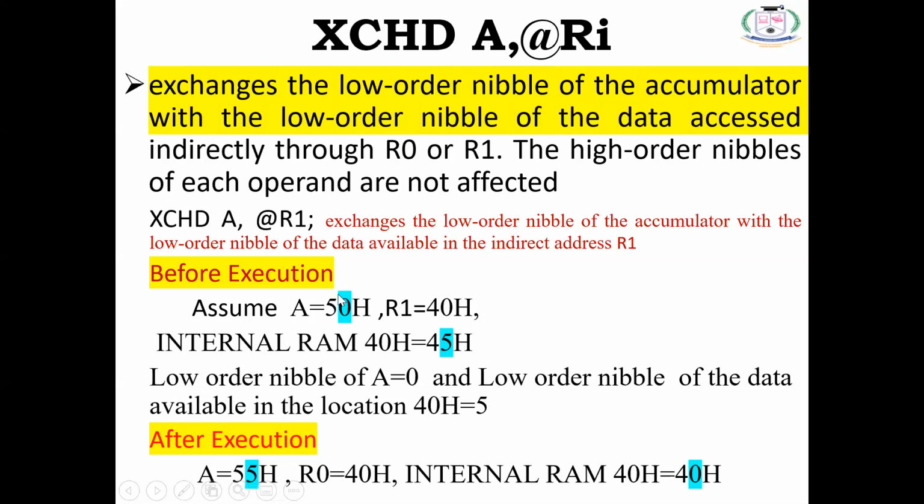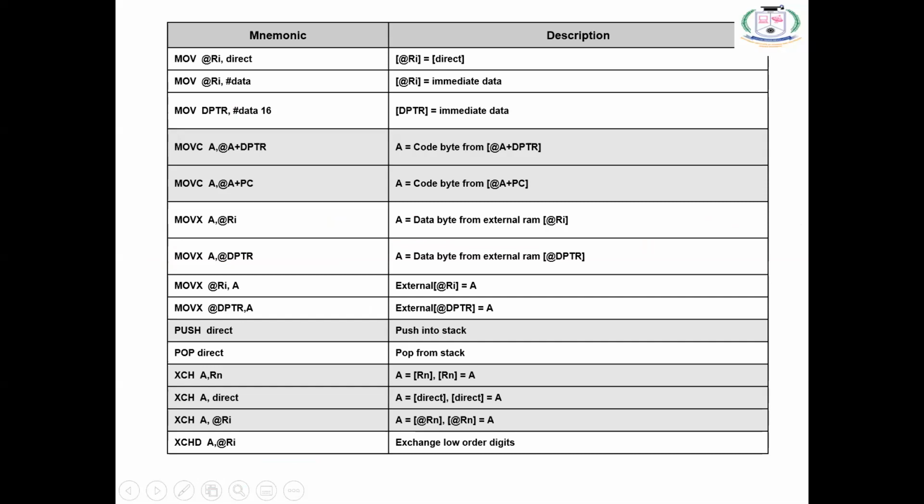Actually, this is a very in-depth instruction. Normally we won't use it frequently, but I'm explaining it as a type of data transfer. So the 0 will move here, and only the lower nibble 5 will move to the accumulator. So what is my accumulator? 55. And internal RAM 40 contains the value 40. Okay, so these are all about my data transfer instructions.